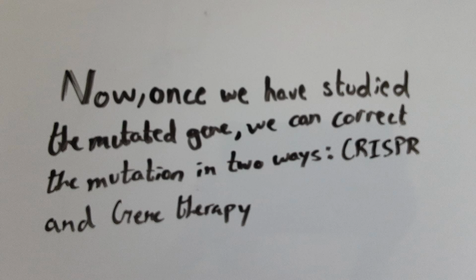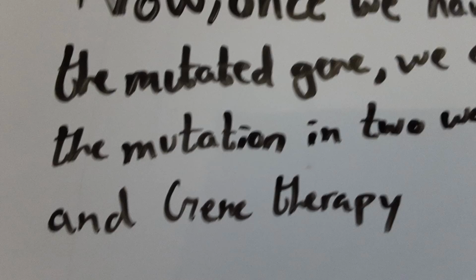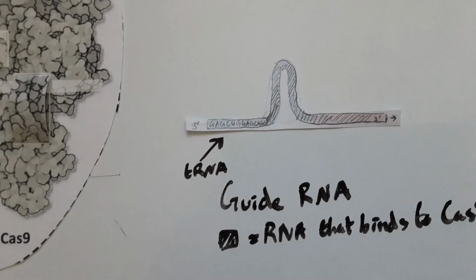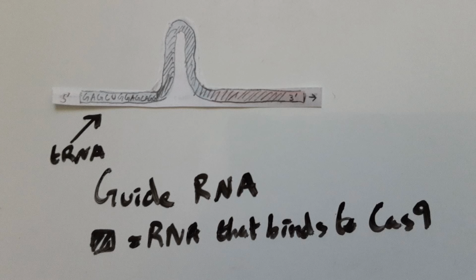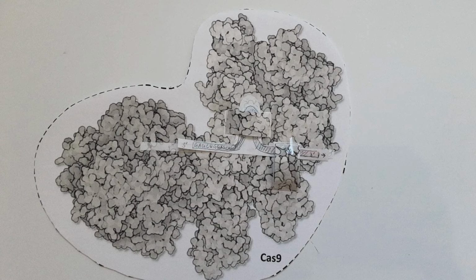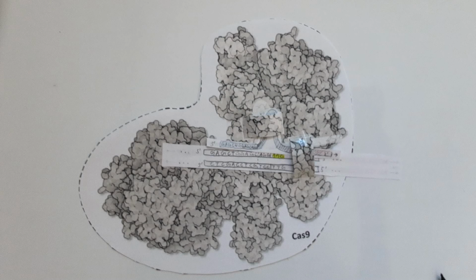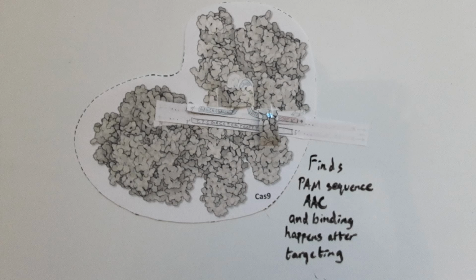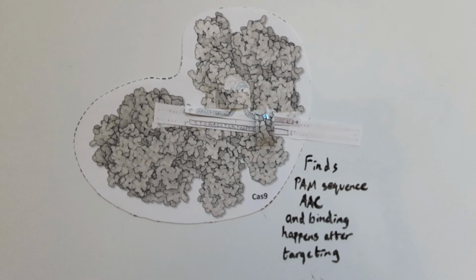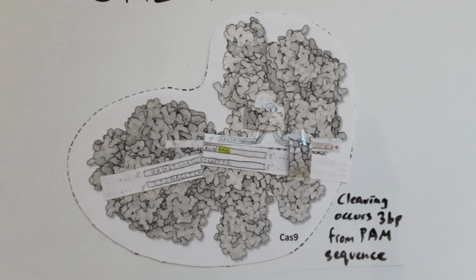Now, once we have studied the mutated sequence, we can correct it in two ways: CRISPR and gene therapy. CRISPR will first have a target DNA and a second RNA component bonded to itself. The target RNA will look through the DNA for a matching sequence based on the PAM sequence AAC. This is called targeting. Then the sequence is found and the RNA primer bonds with the RNA.